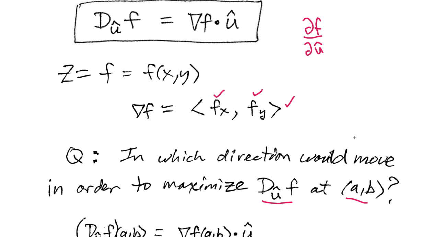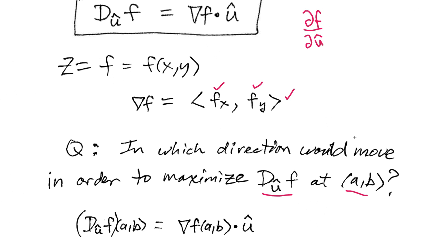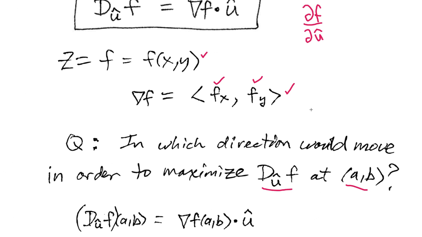Okay, all right. So you're standing in the xy plane, and you imagine this surface above you, where z is a function of x and y. Now imagine being up on the surface itself, which direction relative to the xy plane would you move in order to go up as quickly as possible? Okay? All right, that's the question.